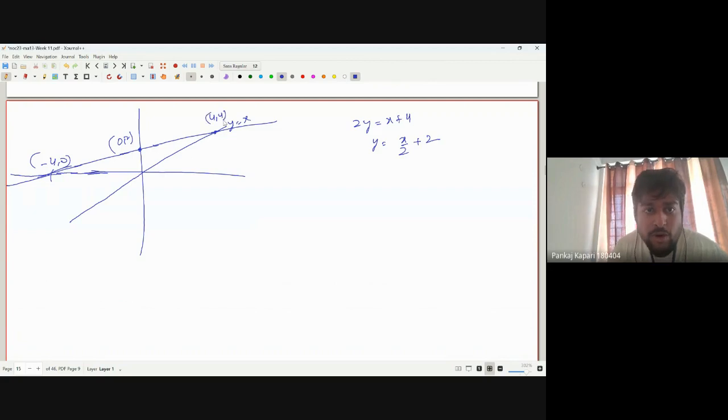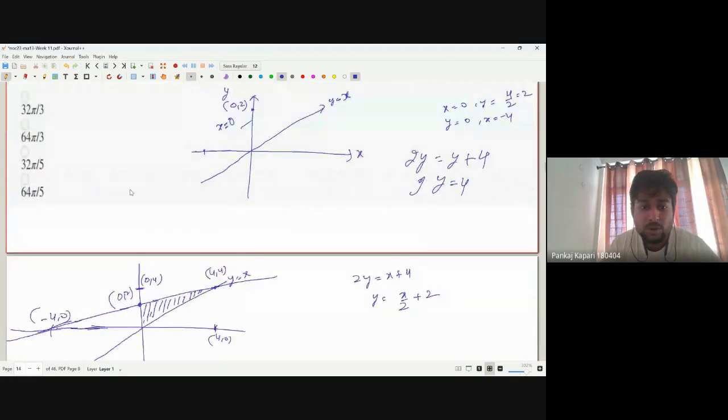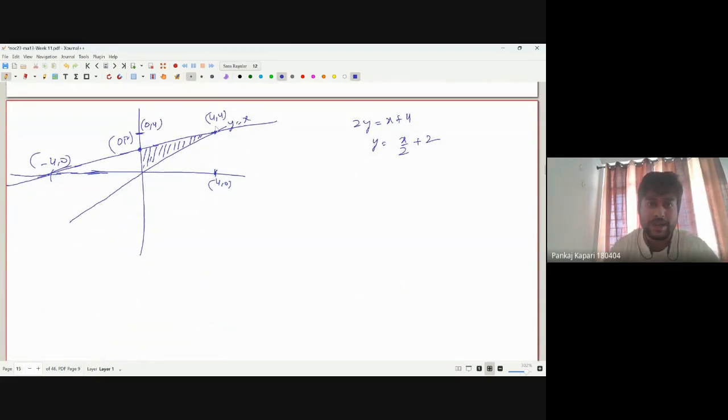And this point is 4 comma 4. Okay, so this is 0 comma 4 and this is 0 comma 2. This point is 4 comma 0. Okay, so this is our region now. This region we are rotating about the line x equal to 4. So what is the line x equal to 4? This is our line x equal to 4. This is the line of revolution about which we are revolving.